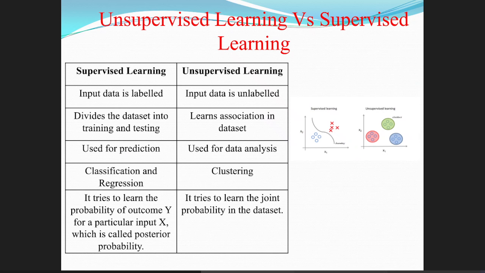Okay, so unsupervised learning versus supervised. In supervised, we have a labeled data set. In unsupervised, we have an unlabeled data set. Supervised divides the data set into training and testing. Unsupervised learns the association in the data set, right?